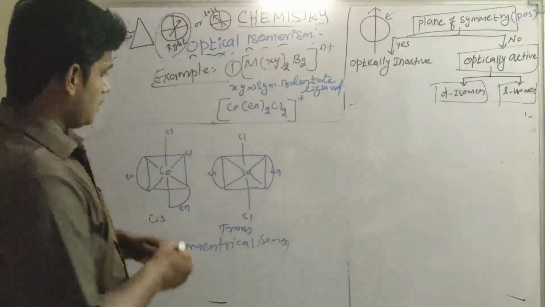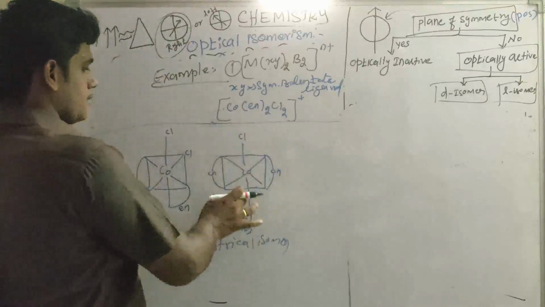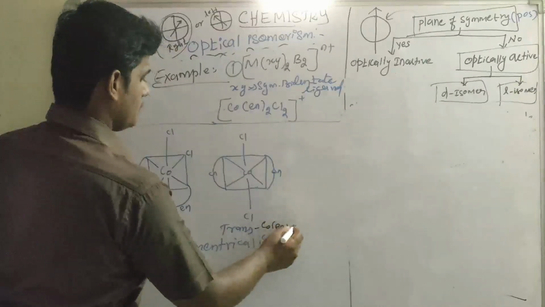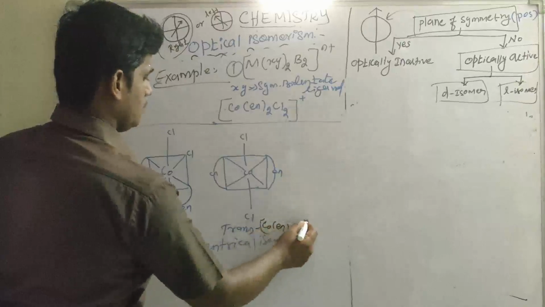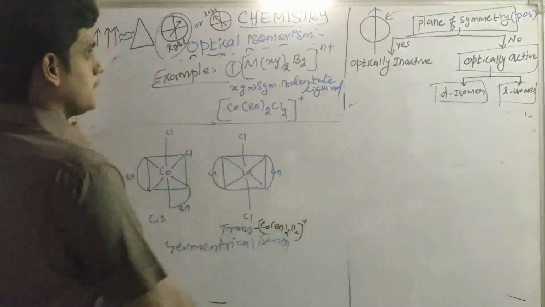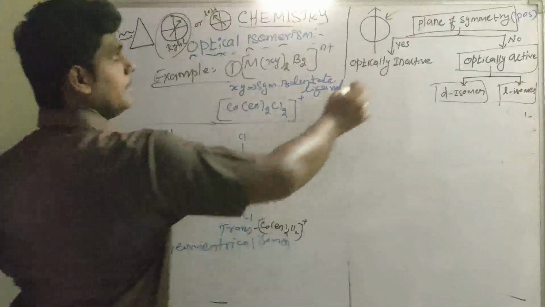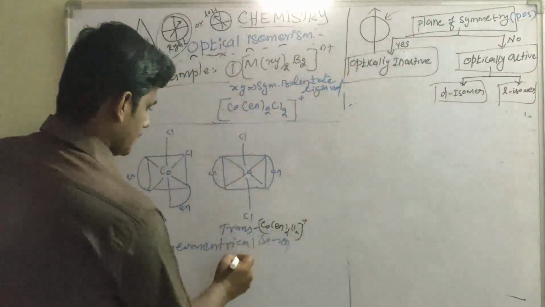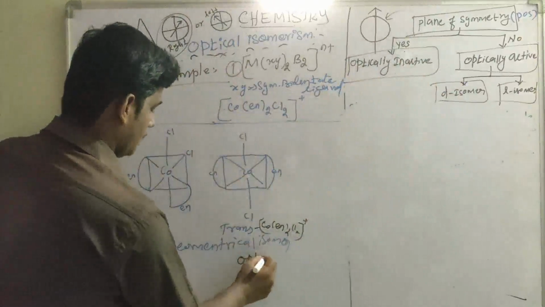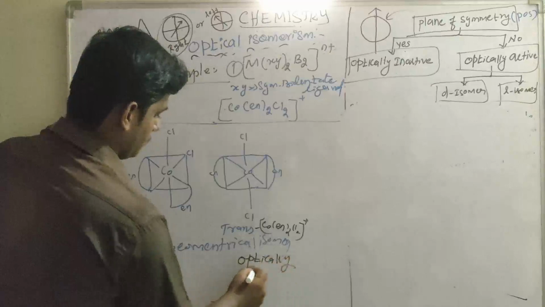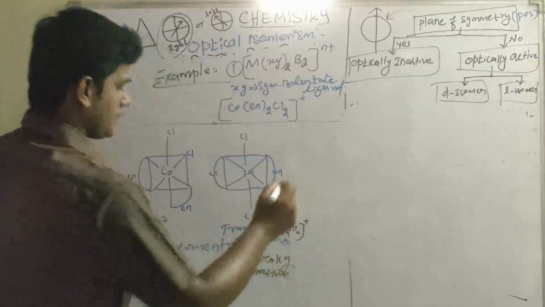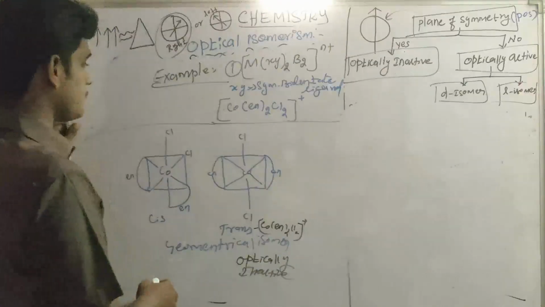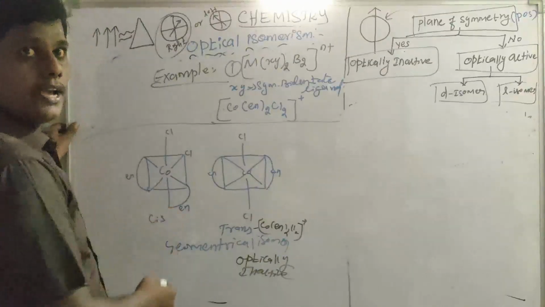Now you see, the trans isomer of Co(en)2Cl2 has a plane of symmetry present. Here the plane of symmetry is present, so it is optically inactive. So the trans isomer is optically inactive, while the cis isomer exhibits optical isomerism.